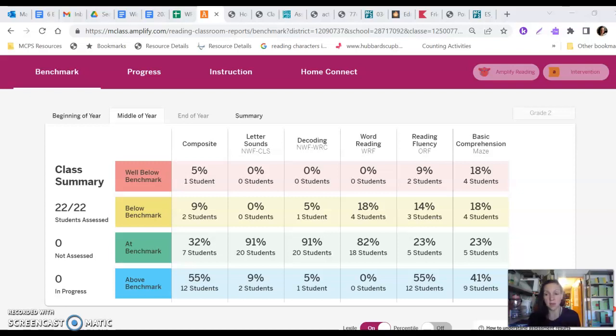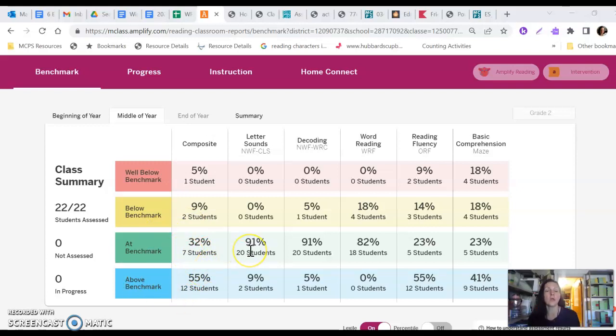So when you pull up your reports page for Amplify or DIBELS, whichever you're calling it, we're on middle of year, right? So I can see in this class, everybody's been assessed. Nobody's in progress or not assessed. So everybody's done. I have one student well below the benchmark. I have two students that are below benchmark overall. This is the overall composite score. 7 students at and 12 students above.